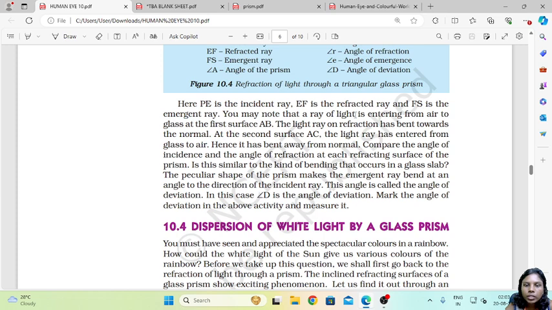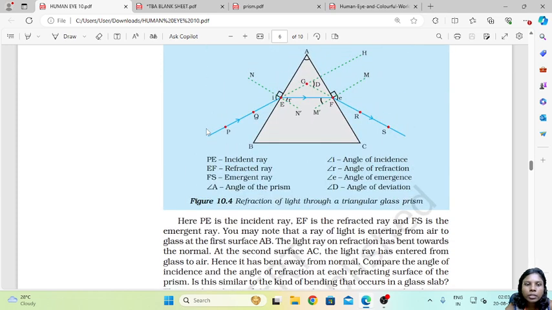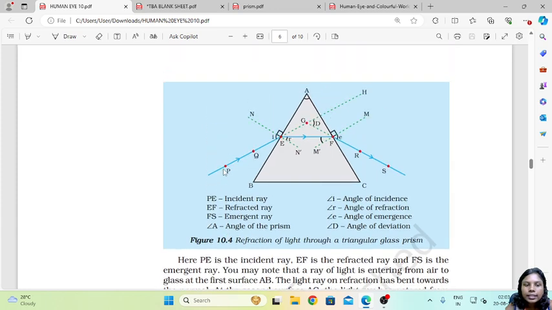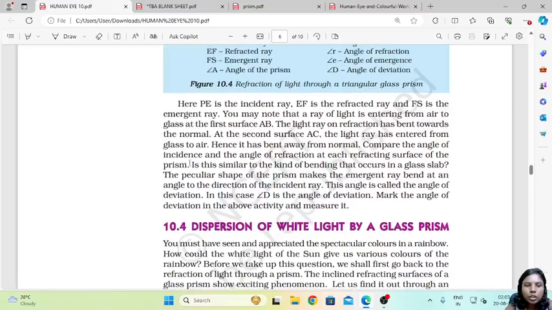So you may have noted that a ray of light is entering from the air. Here this outer medium is the air, and then this AB is a new surface, that is a glass surface. So in that case we have two mediums through which the light is passing. First is the air and second is this glass prism. So the light ray on refraction has bent towards the normal. Here this incident ray PE bends towards the normal. The normal is in this direction. So this EF is bending towards the normal.